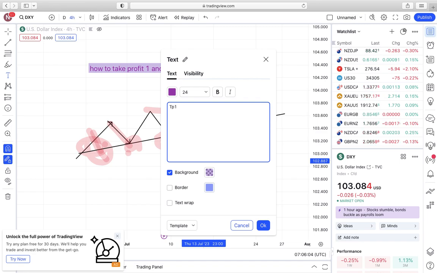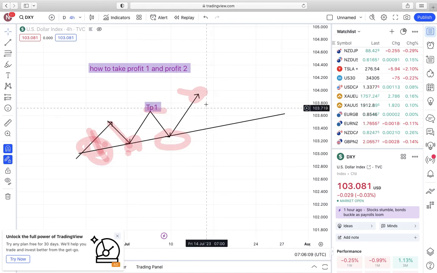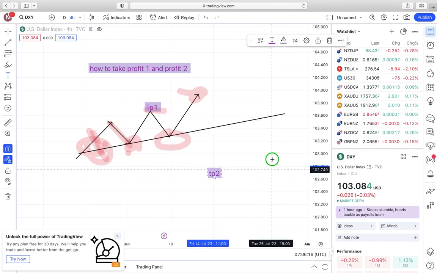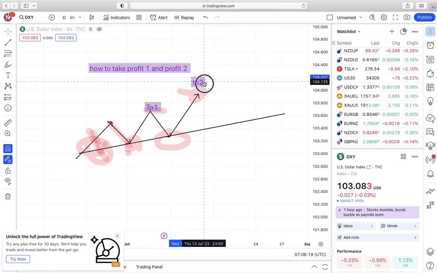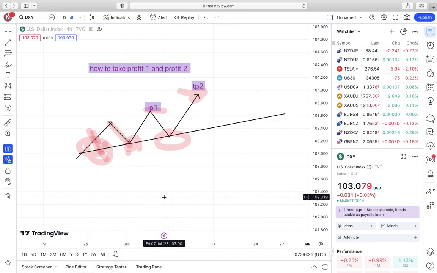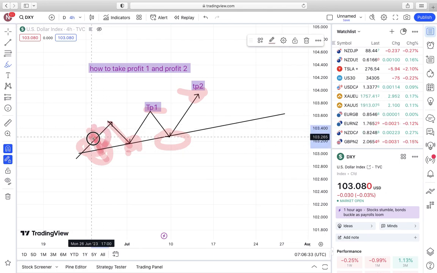Tp1. Let us make Tp1 to be here, then Tp2 to be here. Now, if you have named them Tp1 and Tp2, you know where the market is going, because you have entered on a buy, and the market is somewhere here. This is very simple. How do you take your take profit 1 or take profit 2?